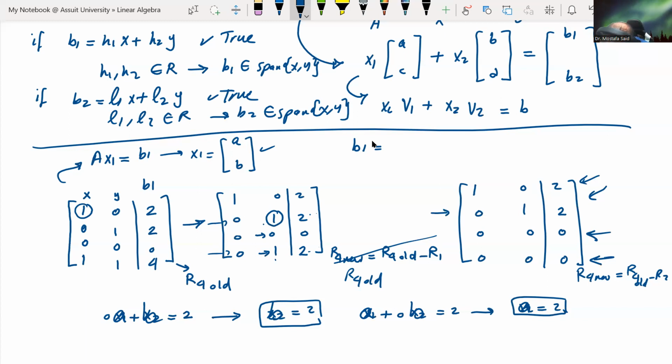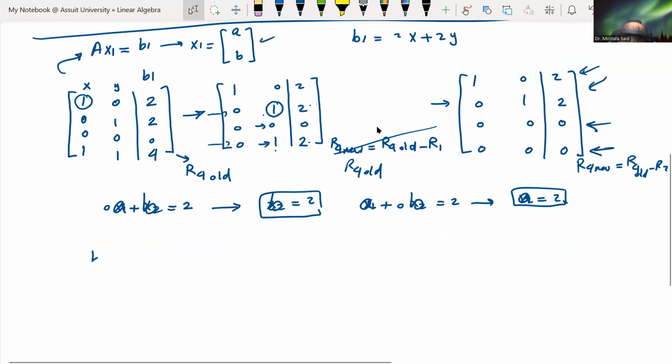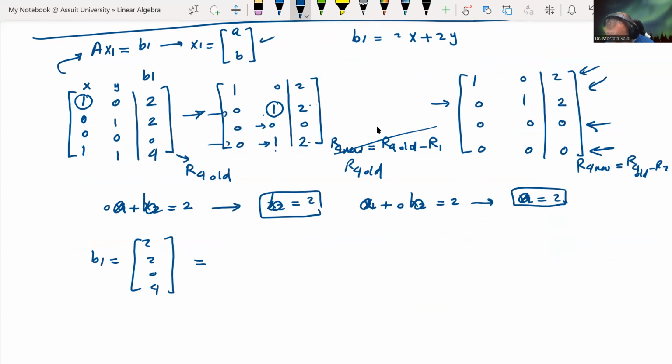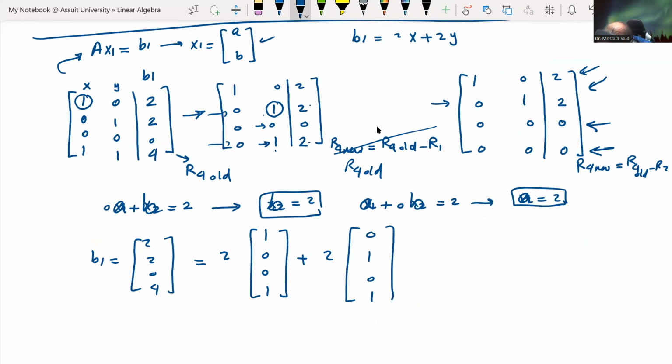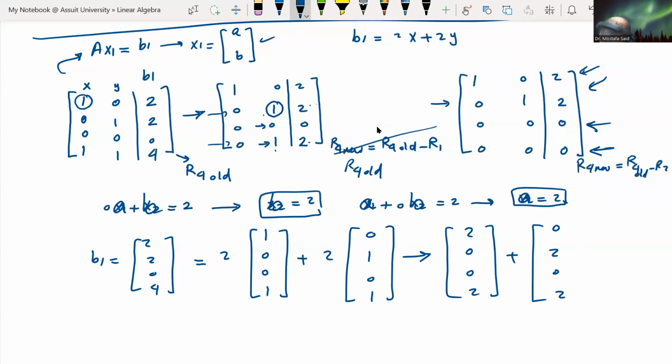So b1 can be represented as a constant multiplied by x plus another constant multiplied by y. So it's equal to 2 times vector x plus vector y. Here b1, which is 2, 2, 0, 4, can be represented as 2 multiplied by the vector x, 1, 0, 0, 1, plus another constant, which is B or x2, multiplied by y, 0, 1, 0, 1. Can we verify that? Yes. That will be 2, 0, 0, 2 plus 0, 2, 0, 2.